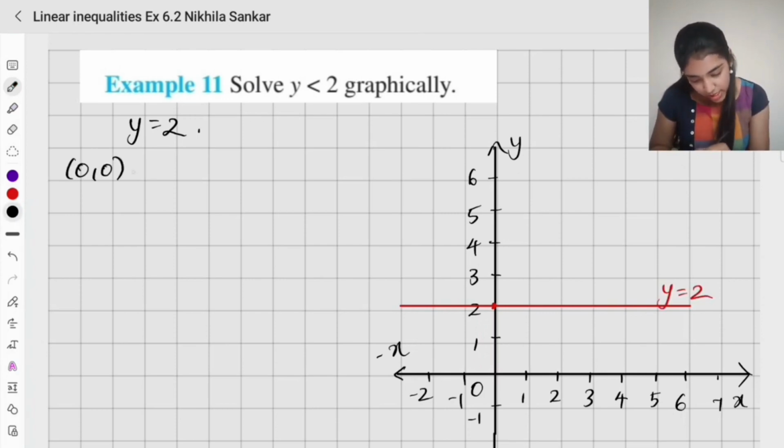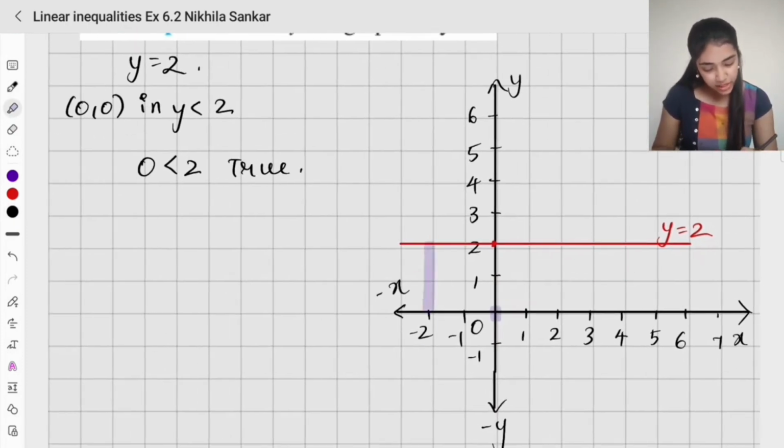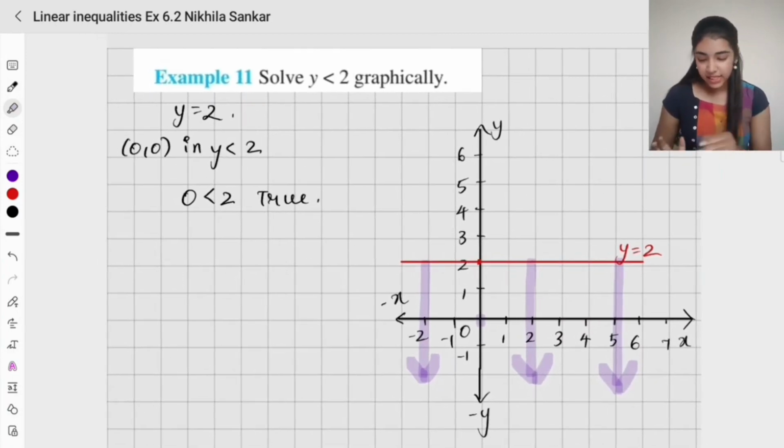So 0, 0 in y less than 2. So 0 less than 2. This is true, which means 0, 0 is included. Where is my 0 point? This is my 0 point. So this particular point is included. So what is my region of solution? This is my region of solutions. Okay. Please copy. All of this is very, very simple.